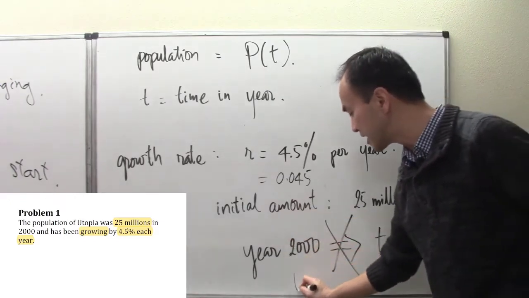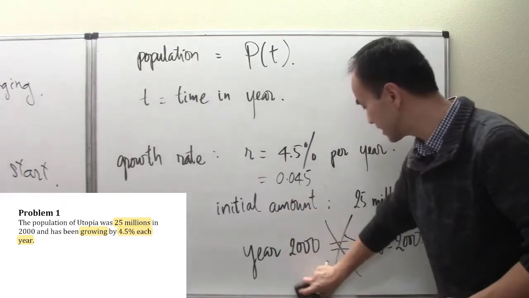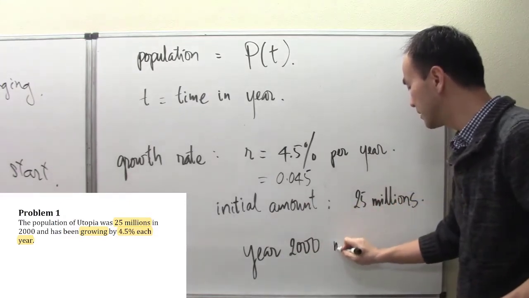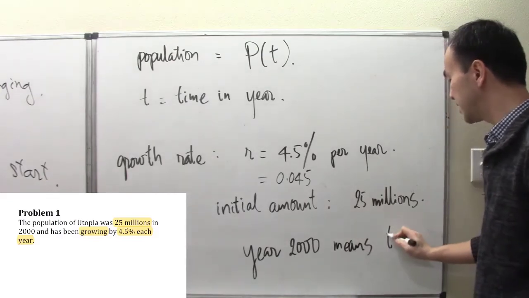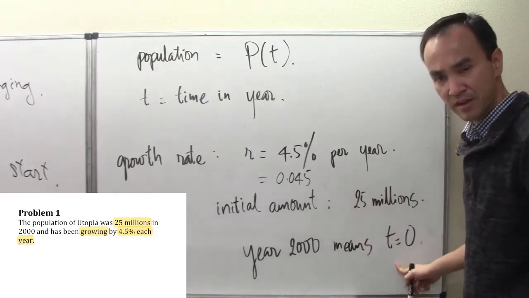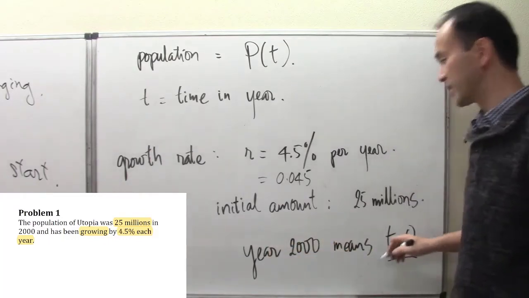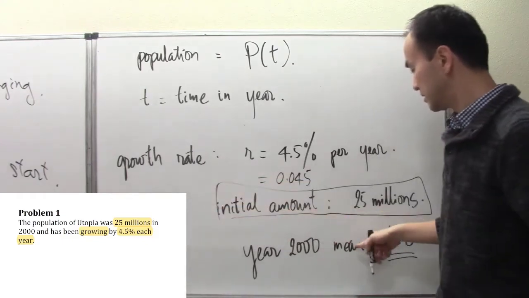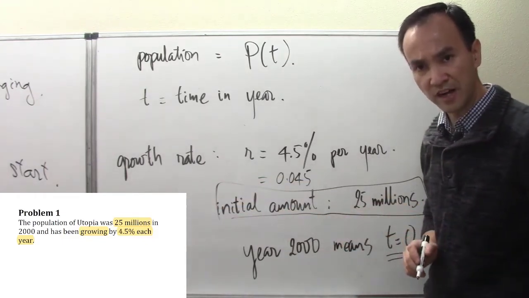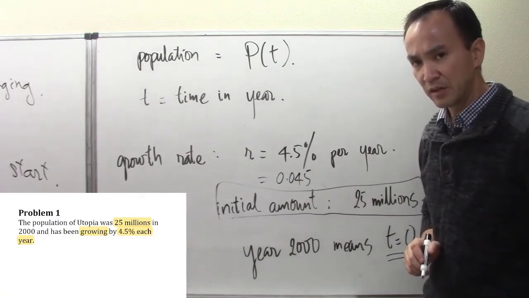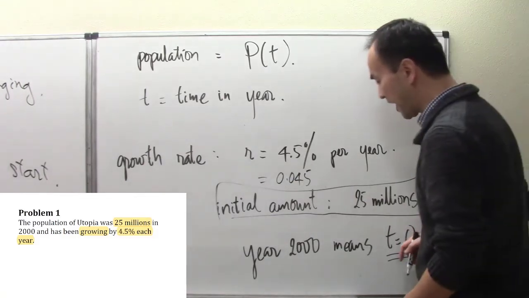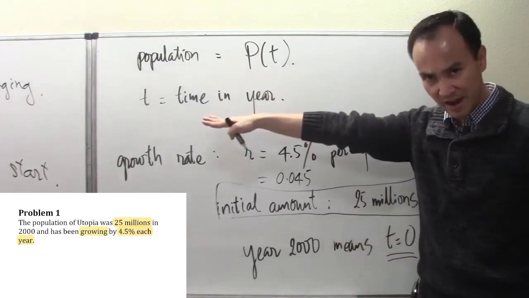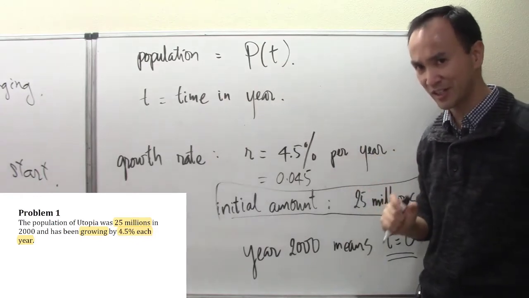So the actual meaning of that is year 2000 means t equals 0. And then the initial amount means that right in that year 2000, there were 25 millions. So now allow me to point out the following. Here's the impact, and this is the thing I couldn't write down in the common understanding earlier, but now here's how we can start expressing it.